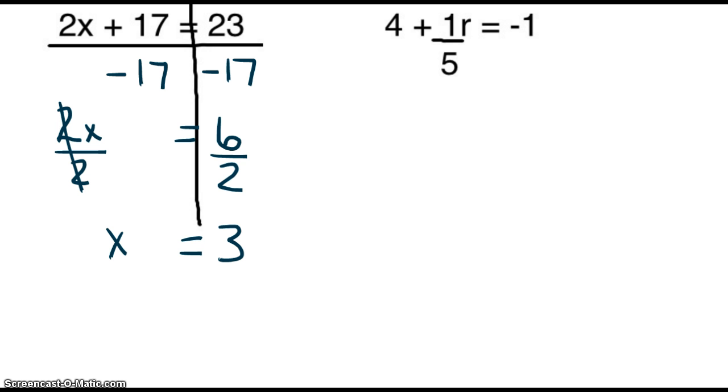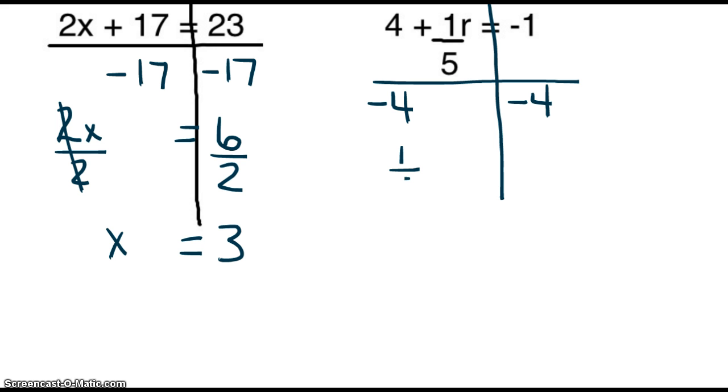Our next problem is a little different. We have 4 plus 1/5 times r equals a negative 1. So drawing out our T-chart, we're going to start with the same steps, adding and subtracting. We have positive 4, so we're going to want to subtract 4 on both sides. That isolates our variable of r. A positive 4 minus 4 gives us 0. So now we have 1/5 r equals a negative 1 minus 4.